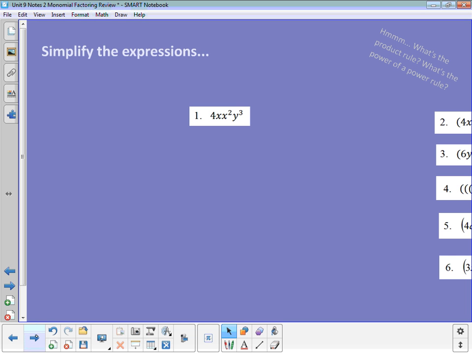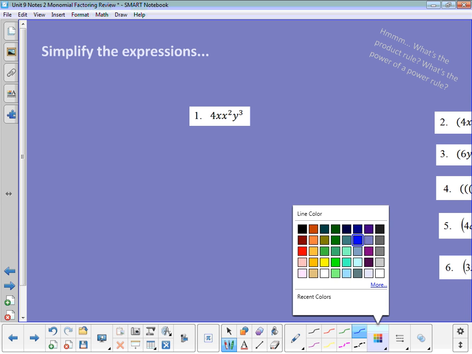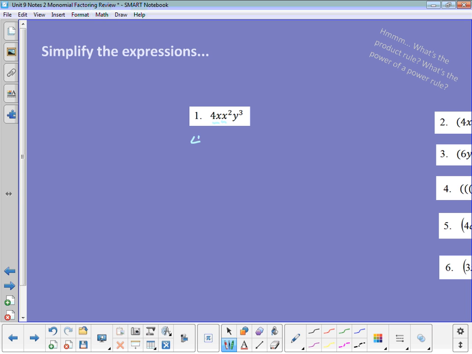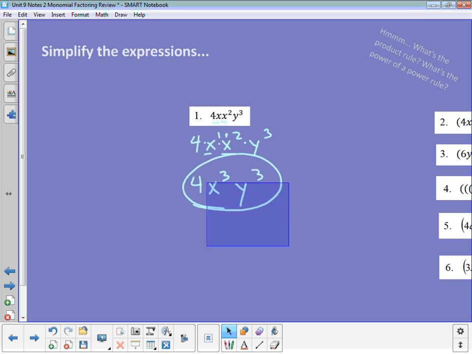Let's do some examples. The first example, I have 4 times x squared times y to the 3rd. Now, like bases, I need to look for the things that are going to be in common. So in this case, I have an x and an x. I can put those two together. This is x to the 1st. So x to the 1st times x to the 2nd, I need to add their exponents, which is 4x to the 3rd, y to the 3rd. Okay, so that's that one. Let's look at number 2.